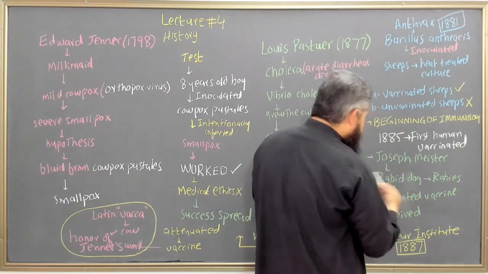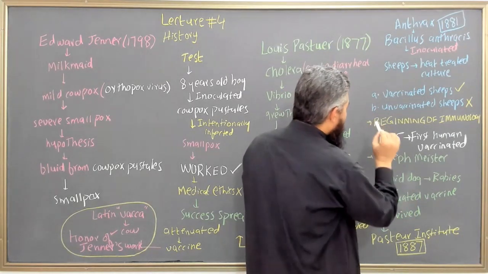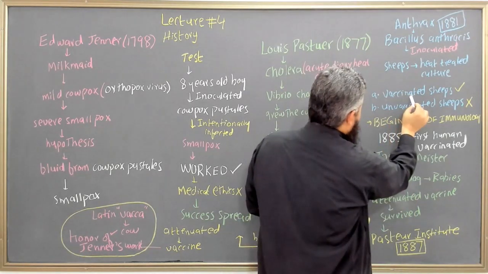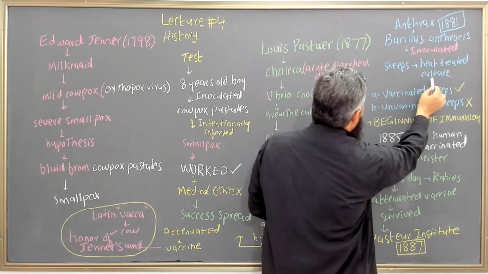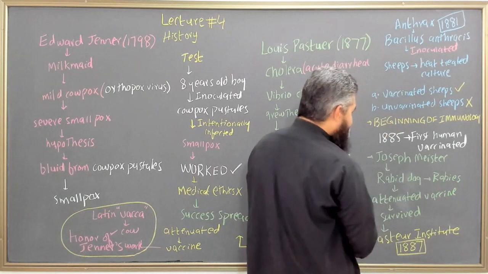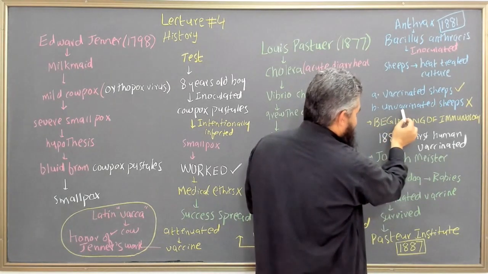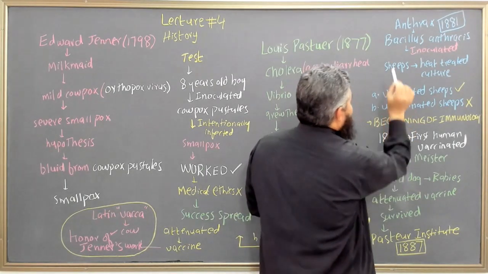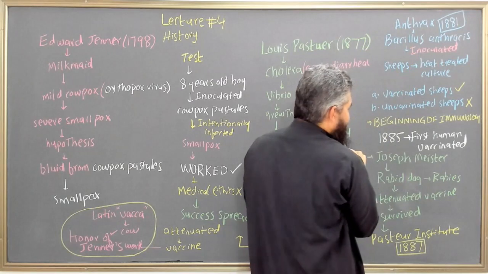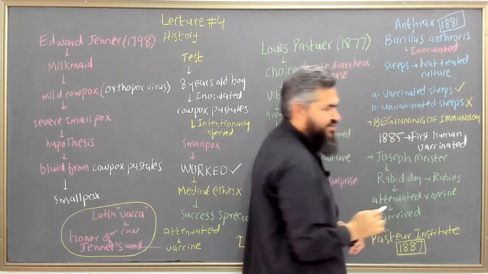Then he made two groups of the animals. One group was the vaccinated sheep, those sheep that had already been treated with the heat-treated culture of the Bacillus anthracis. The second group of the sheep were unvaccinated. And the result was that the vaccinated sheep survived the anthrax condition. The unvaccinated sheep got the disease of the anthrax.